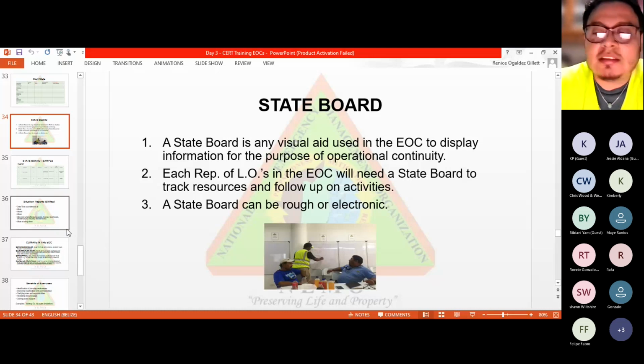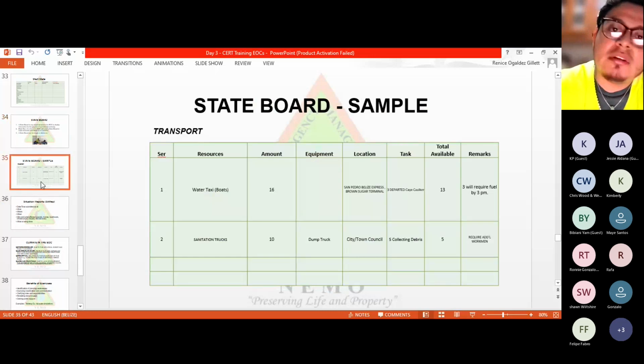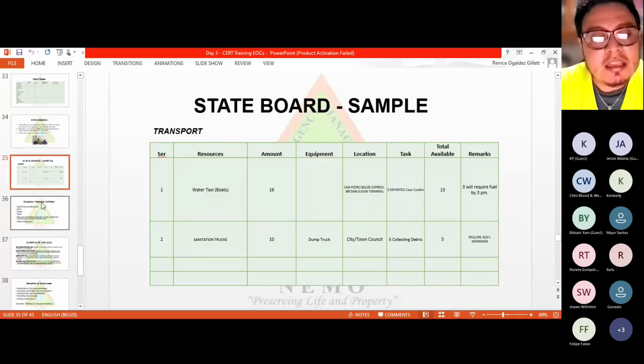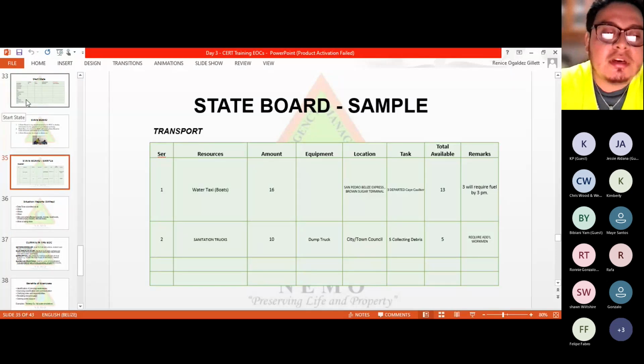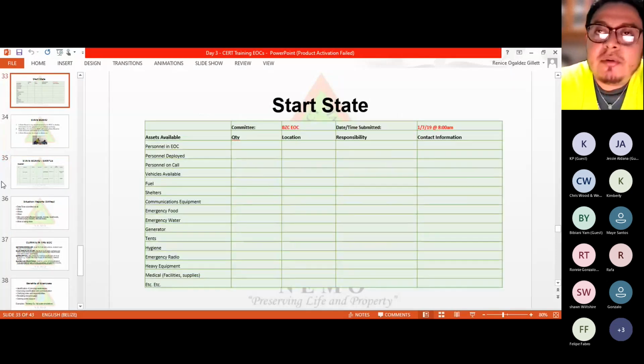Emergency food, that is where the human development builds a memorandum of understanding with the stores in your area of how much emergency food there is, how much emergency water, generators, how many generators are there in the village. It is not necessarily that Nemo will give you the generators, but they need to know how many generators they have. Probably there is a private business that does have a generator, and in time of emergency they would be using that. Well, of course, if the person does want to use it in the village. Tents, how many tents there are, the hygiene, emergency radio, heavy equipment.